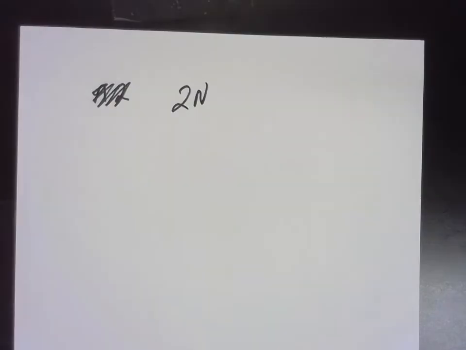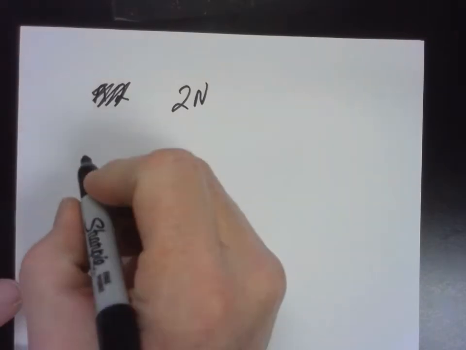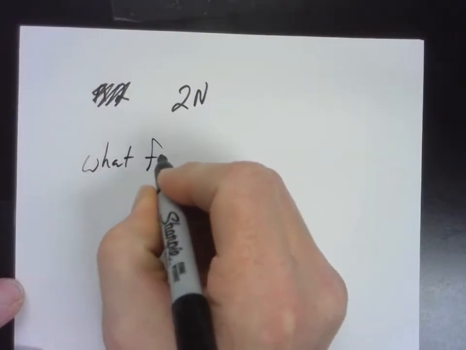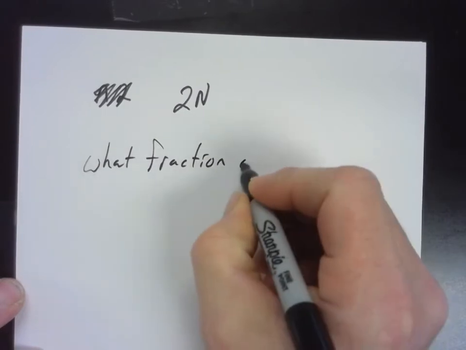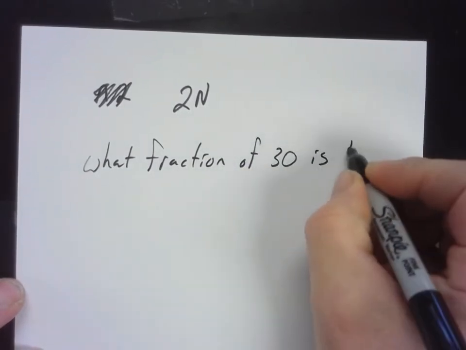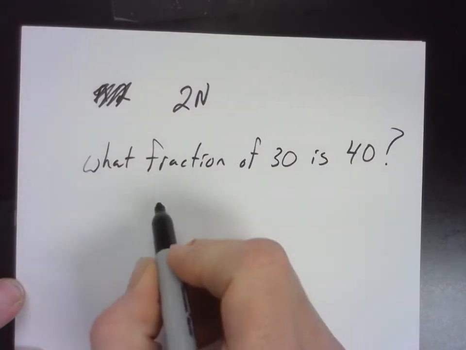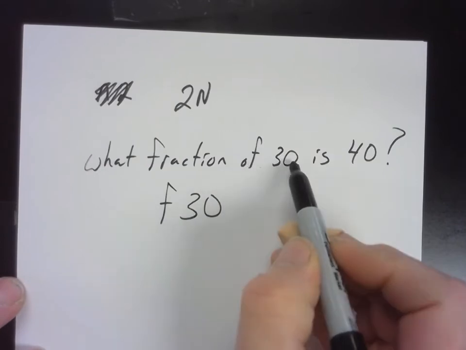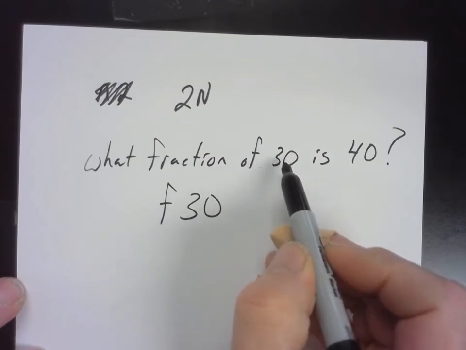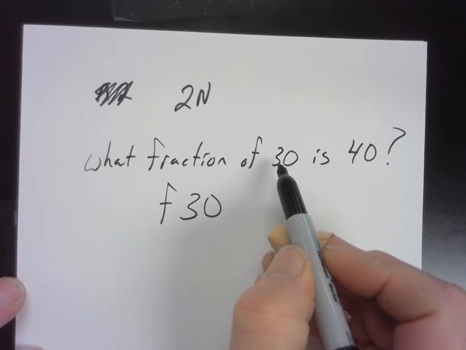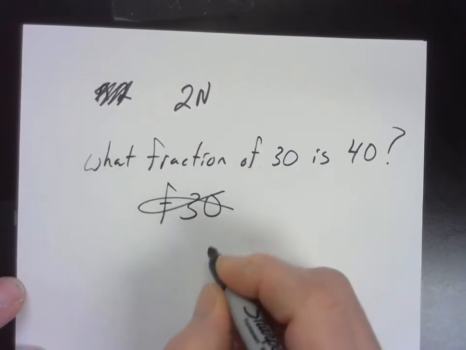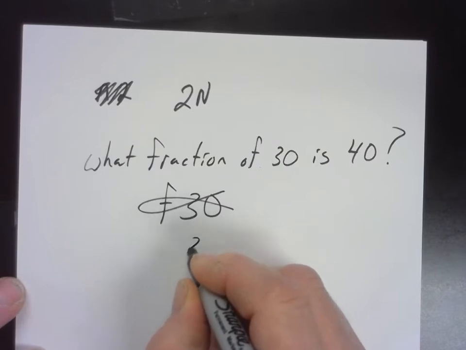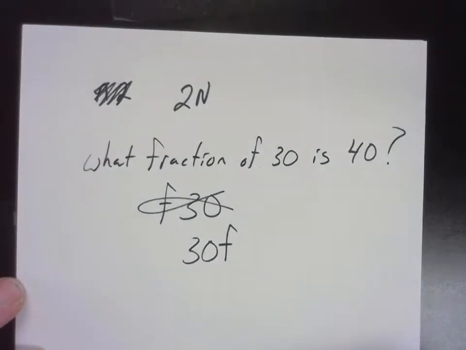Yeah. You know, when we were doing problems the other day, and it said, what fraction of 30 is 40? Well, I didn't write down F30, did I? For what fraction times 30? Is that what I wrote? No. No. What did I write? 30F. Yeah, we wrote 30F.